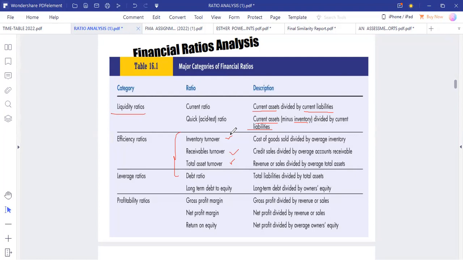Then we go to what are called receivables turnover. Receivables turnover can come in two forms, as account payable and account receivable. Receivables are actually debtors. So it is credit sales divided by the account receivable.